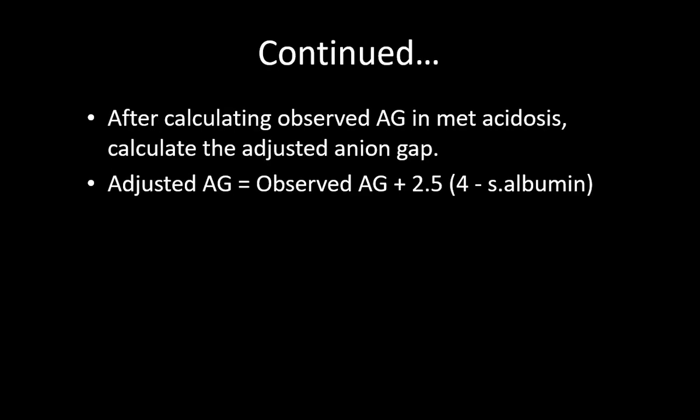After calculating the observed anion gap in metabolic acidosis, calculate the adjusted anion gap. Adjusted anion gap is what? Observed anion gap, which we have calculated, plus 2.5 multiplied by 4 minus serum albumin. So in those patients who have hypoalbuminemia, we can adjust the anion gap by using this formula.